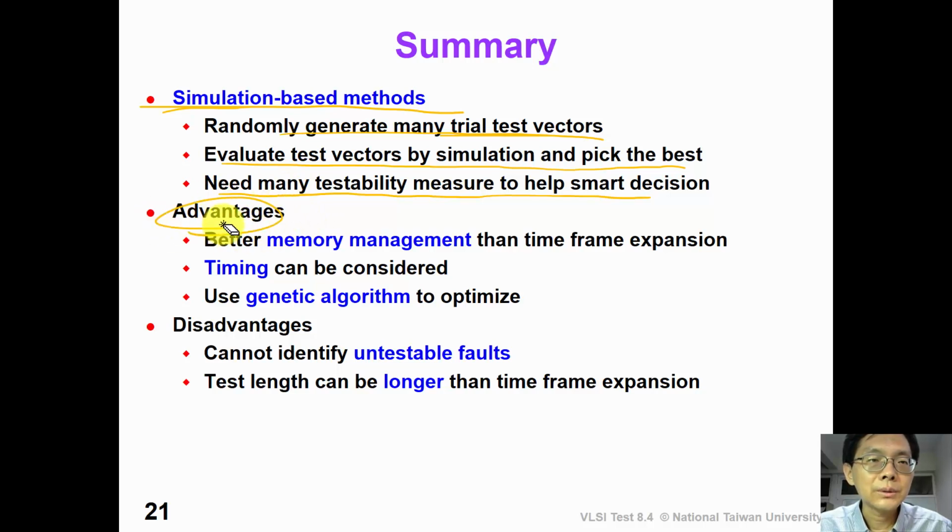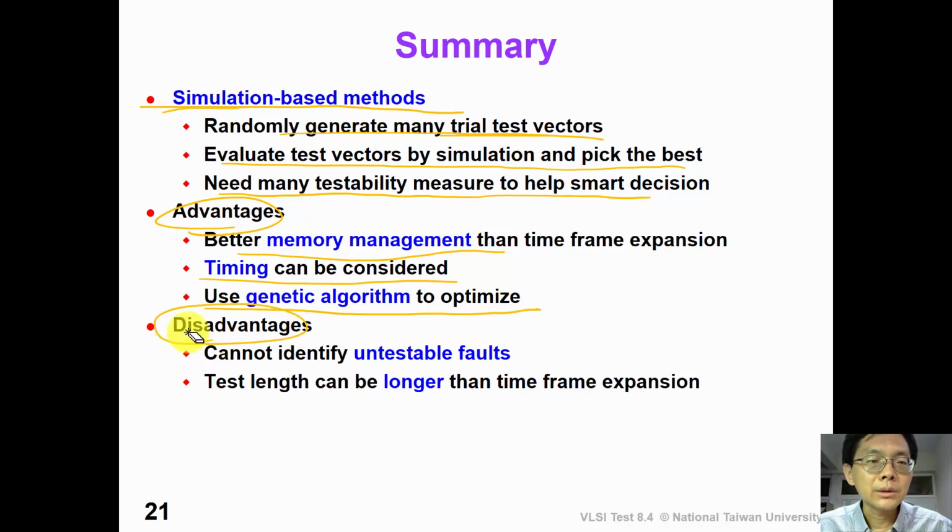The advantages of the simulation-based method are as follows. First, we can have better memory management because we don't need time frame expansion. Second, we can consider timing during the test generation process. And the third advantage is that we can use a genetic algorithm to optimize our test patterns.